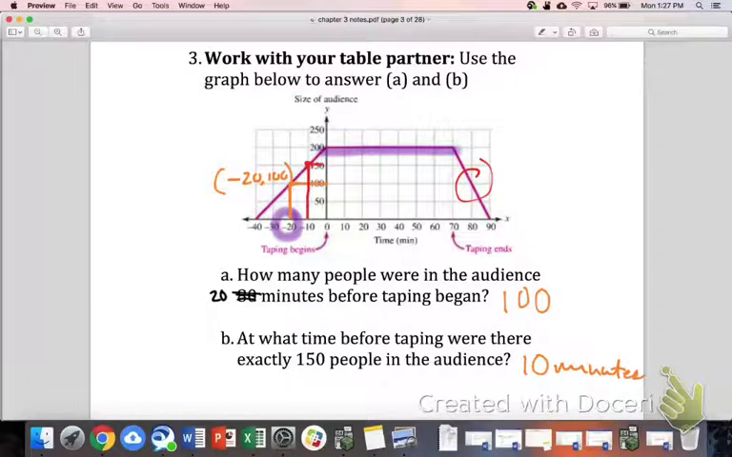So, okay, fantastic. So guys, that right there is 3.1. That's the whole thing right there. So we're going to pause for the moment, and I want to hand back your quizzes to you.